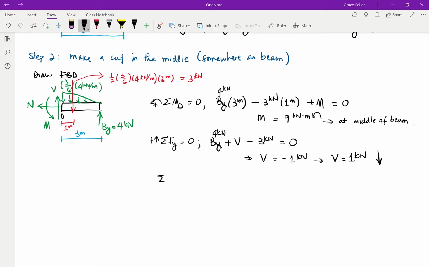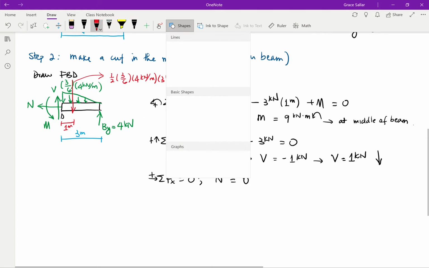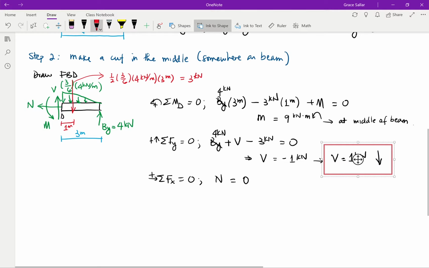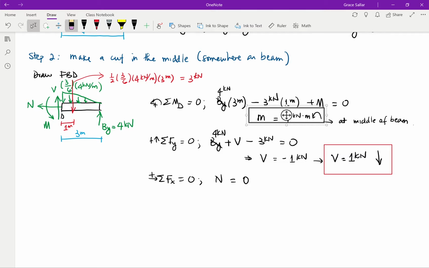And then finally we have our sum of forces in the x direction. So then our N, or our normal force, is equal to 0. I'm going to go ahead and put some bars so we can see our answers. Let them pop out a little bit more, and that's important later. Okay, so now that we're done, we're just going to go ahead and continue.